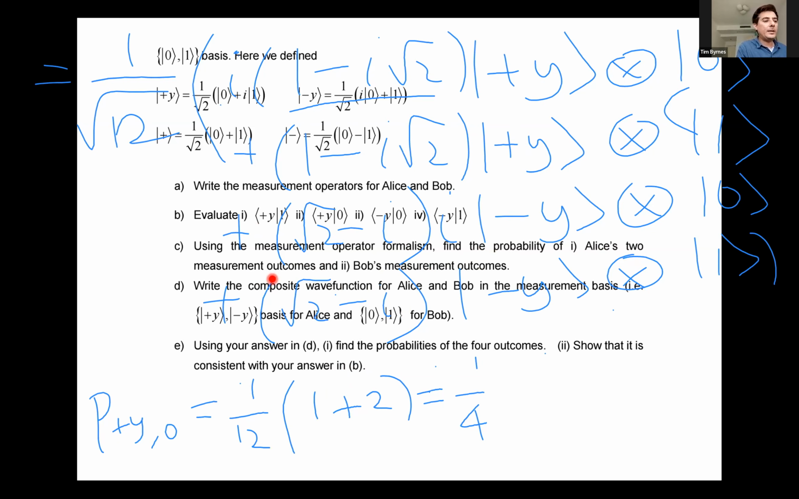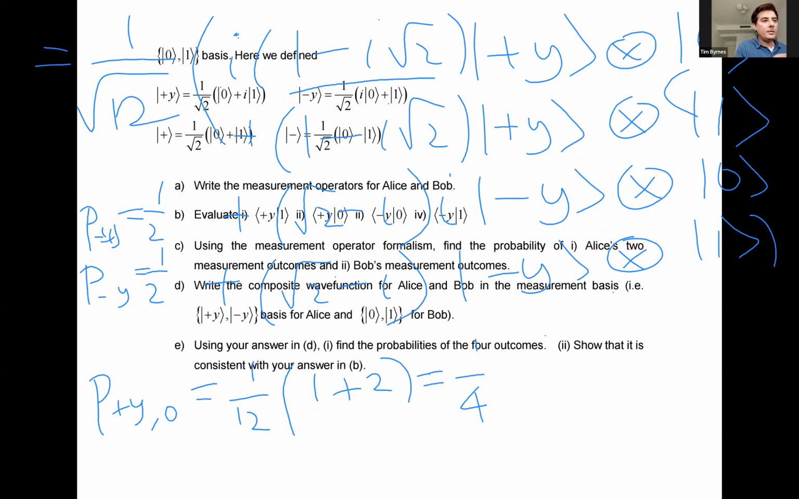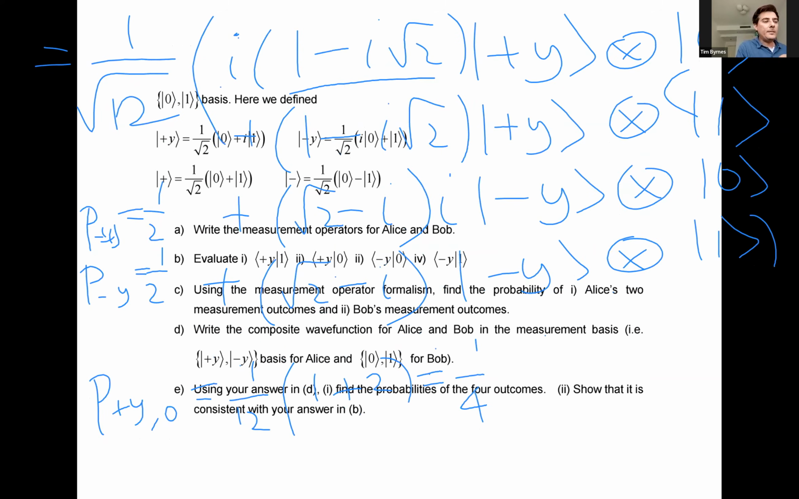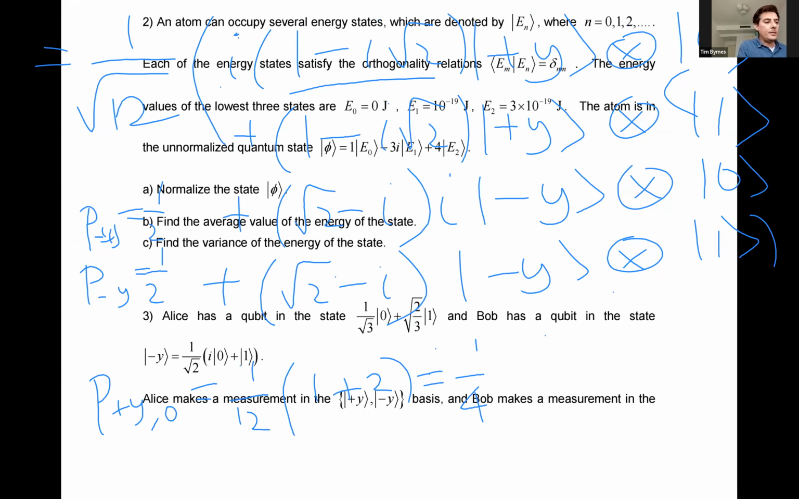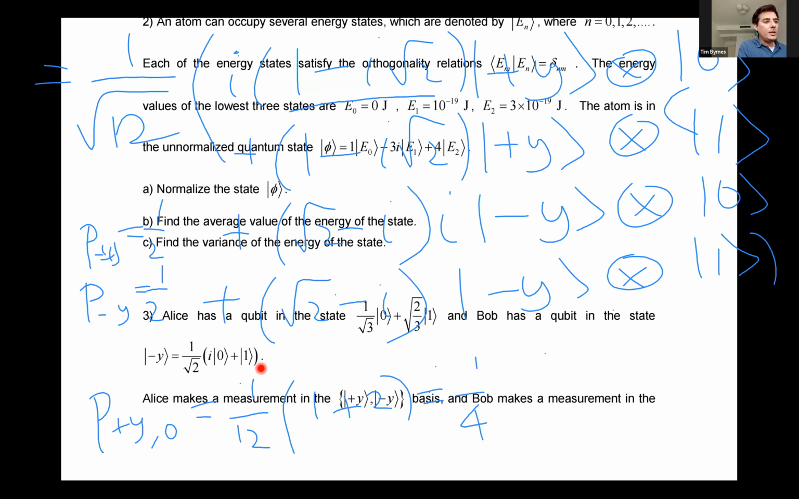So Alice's 2 measurement outcomes. So what happened in C was that Alice getting this plus y state, I think we found it to be equal to a half, right? And so the probability of minus y will be a half. And it's fairly obvious from the state. So if we just go back to what's Bob's state, Bob's state is actually this one, right? So minus y. And then if you measure in the 0, 1 basis, what is the probability of each of the outcomes going to be?